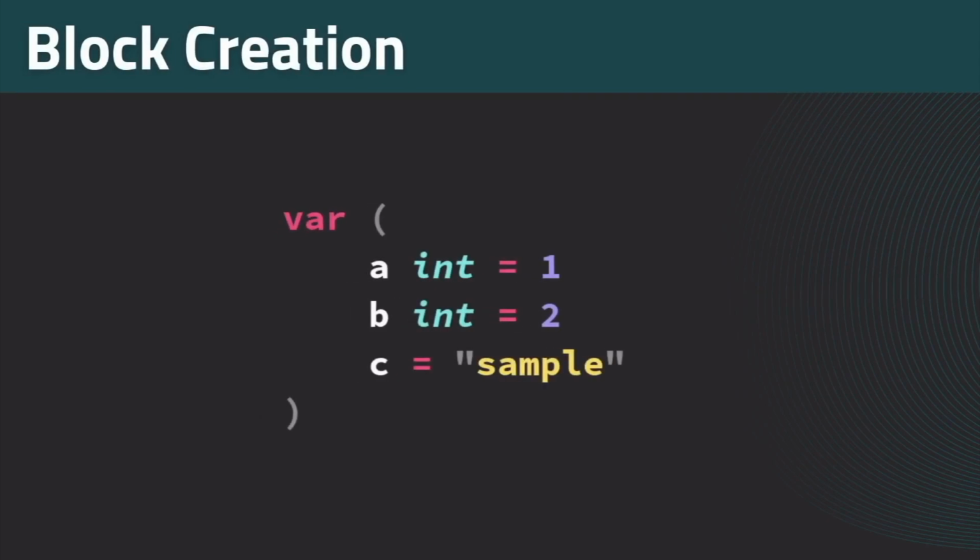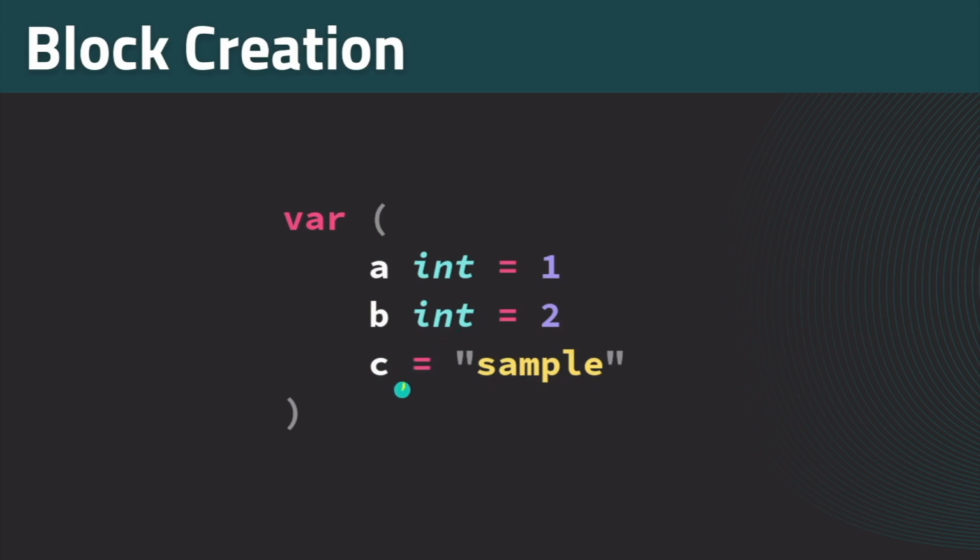We can also create multiple variables using a block. So if we have the var keyword and parentheses, everything within this block will be created as a variable. So we'll create an a, it'll be an integer, and we'll set it to 1. We'll create the variable b, also an integer, we'll set it to 2. We'll create the variable c and assign it to sample.